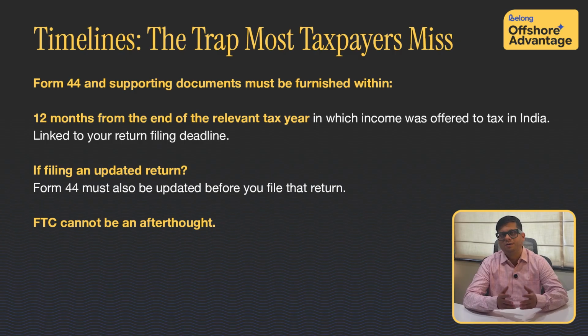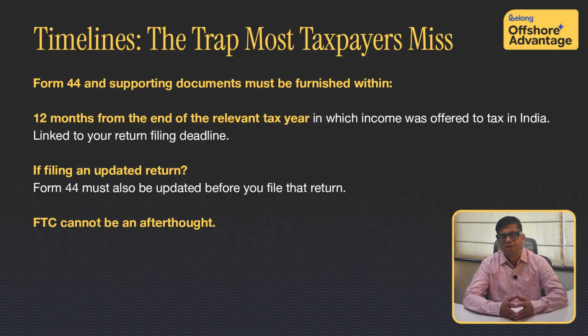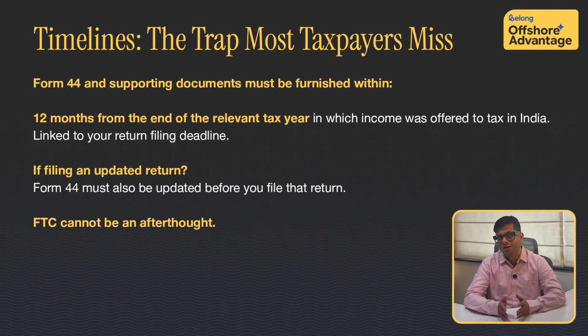And if an updated return is being furnished, then Form 44 and the supporting certificate or statement, to the extent it relates to the income included in the updated return, must be furnished on or before the date you furnish that updated return. So practically, if your return filing is being done late or revised or updated, FTC paperwork cannot be treated as "we'll do it later." The draft is pushing it to be aligned with the return.